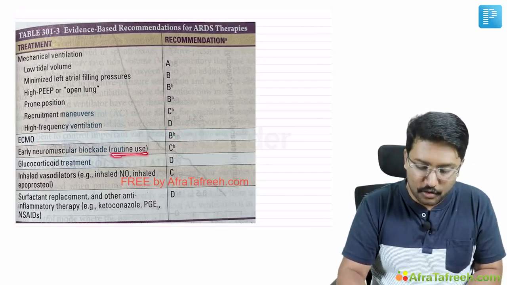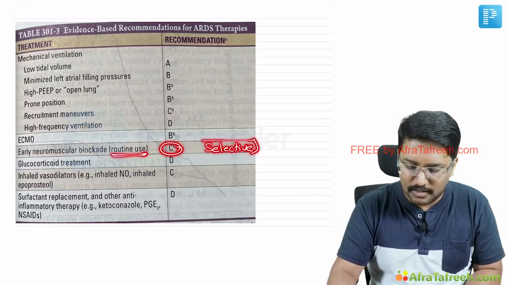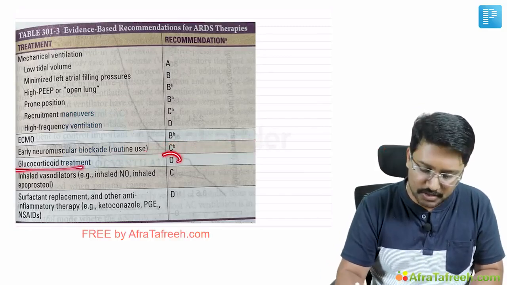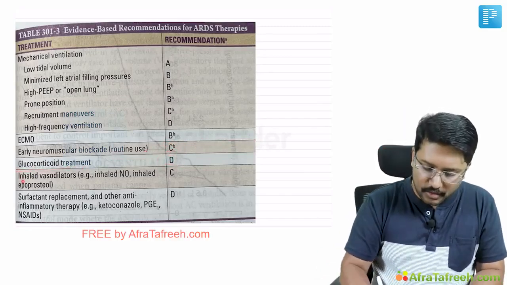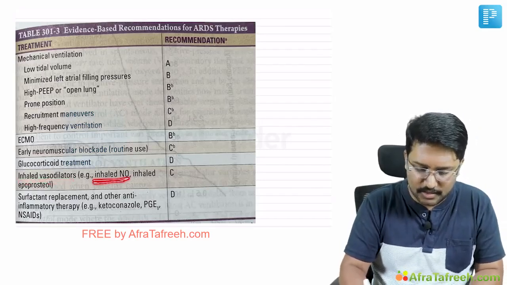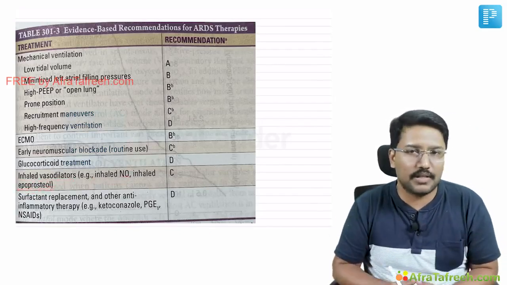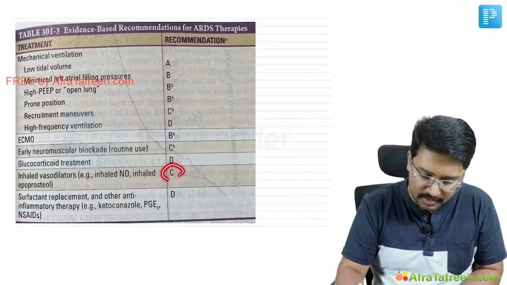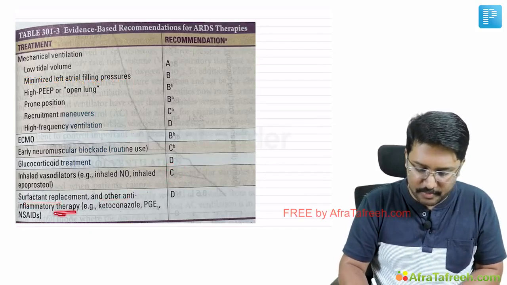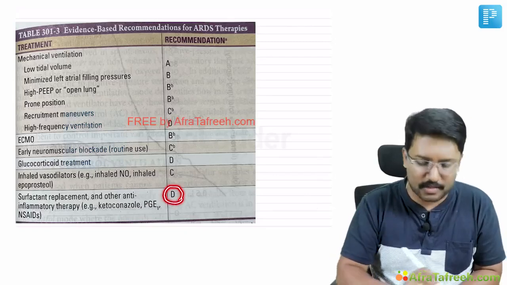Early neuromuscular blockade for routine use is not recommended, but selective use in patients who are not having synchrony with the ventilator is definitely recommended. Glucocorticoid treatment associated with harm, so not recommended. Okay. Also, there was a practice of using inhaled vasodilators like nitric oxide or epoprostenol, hoping that at least vasodilation will help in oxygenation. Studies do not support it, so not recommended. And also remember, surfactant replacement therapy or other anti-inflammatory therapy like use of NSAIDs have not shown any benefit, so not recommended, right?